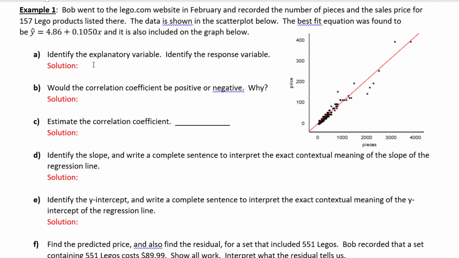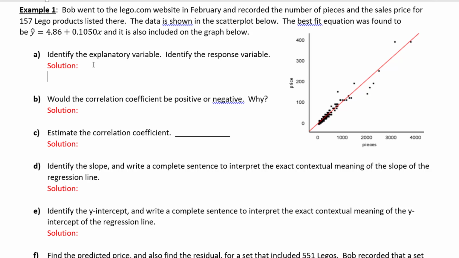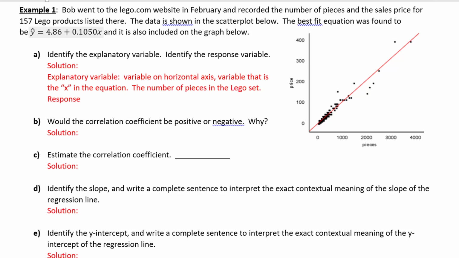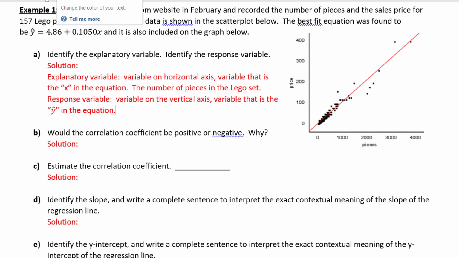So part A asks us to identify the explanatory variable and the response variable. So explanatory variable is the variable on the horizontal axis. It's the variable that represents the x in the equation. So in this case, the explanatory variable is the number of pieces in the Lego set. The response variable is the variable found along the vertical axis. It's the variable that's the y hat in our equation. So that means that in this case, the response variable is the price of the Lego set.